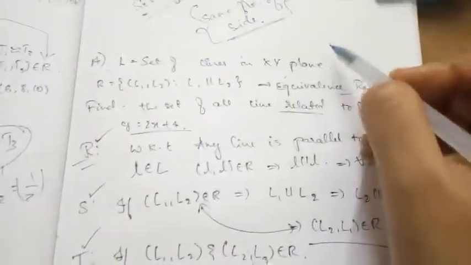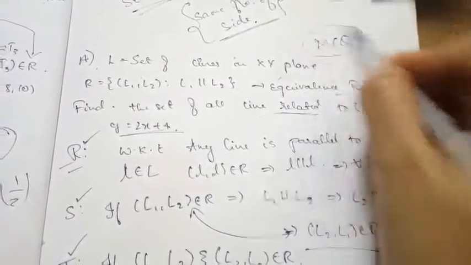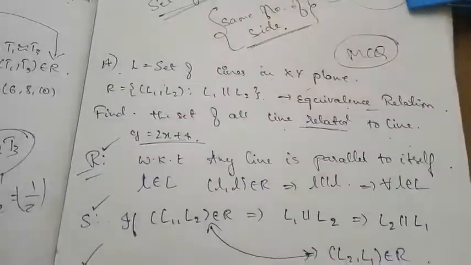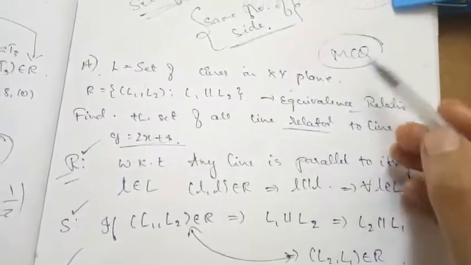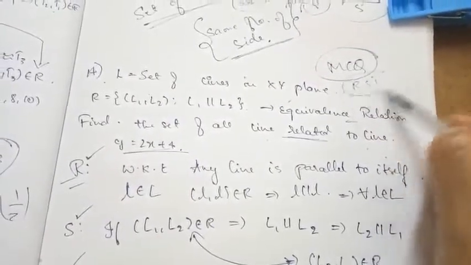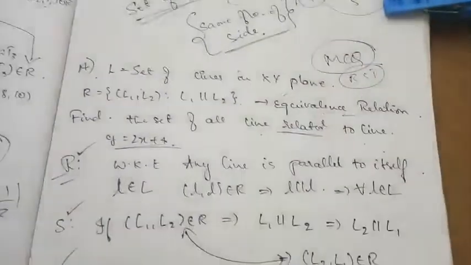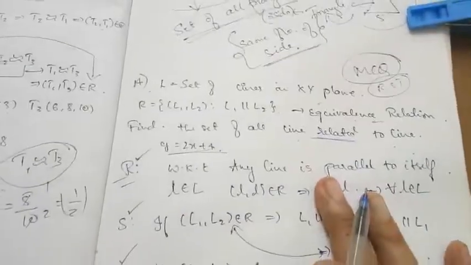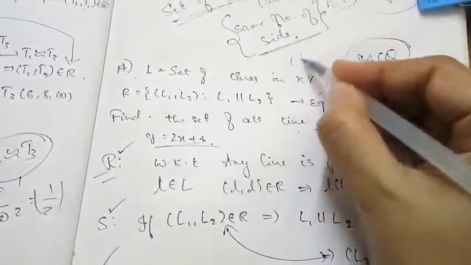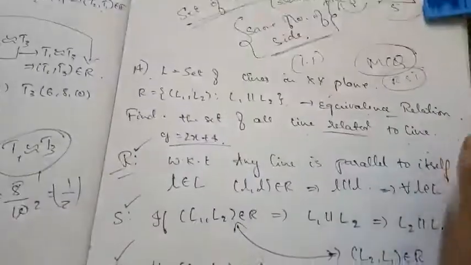There are two questions from this exercise based on MCQ. I hope you can solve those two questions yourself by knowing the reflexive, symmetric and transitive concepts. It is very simple. If you don't get it, you can ask me at any time. So these are regarding exercise 1.1. If you have any doubts, you can ask me at any time.